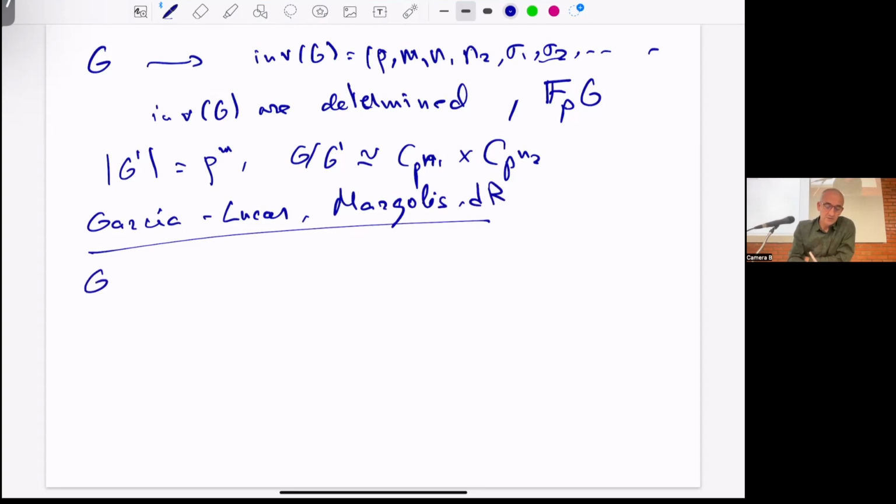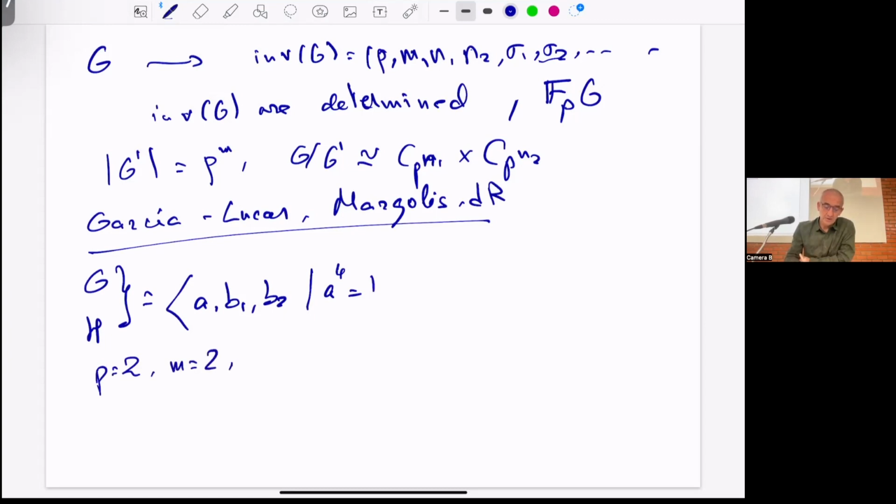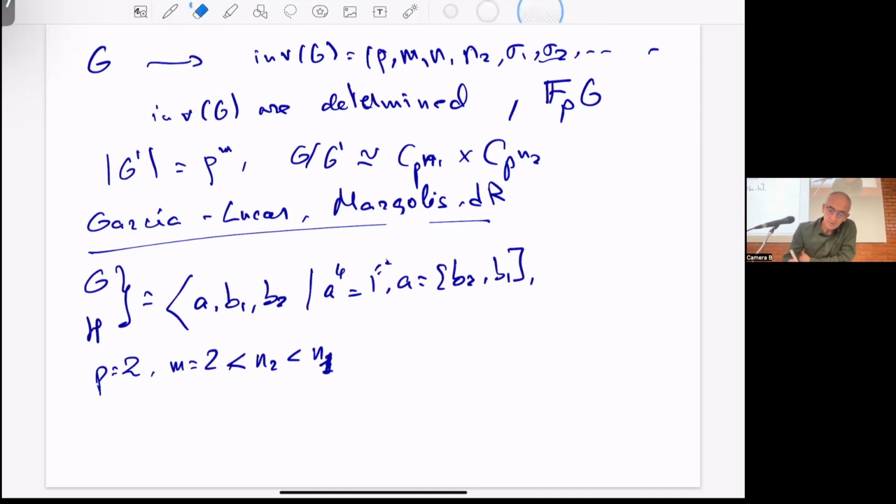We found these two groups, which have a very similar presentation. This can be expressed in terms of the invariants. So in this case, p is going to be two, m is going to be two also. And then n2 and n1 are two numbers which are greater than two, and n1 is still greater than n2. And the rest of the presentation is like that. Of course, a is the commutator. b1 to the p^{n1} and b2 to the p^{n2} are also one. So this means that, for example, the last four integers.